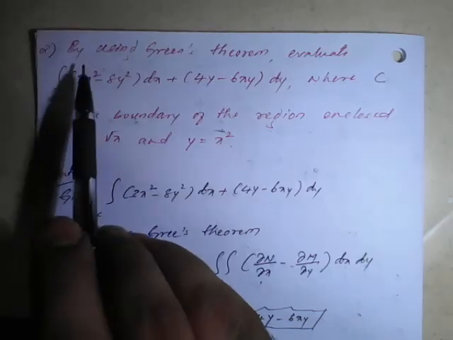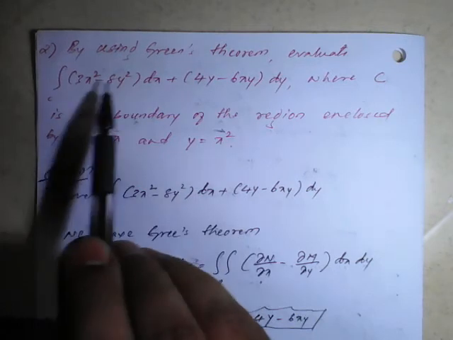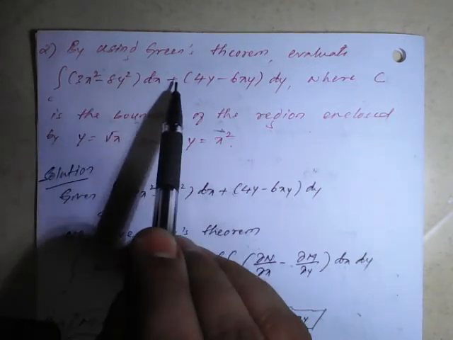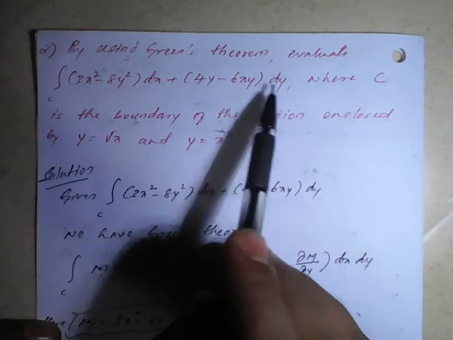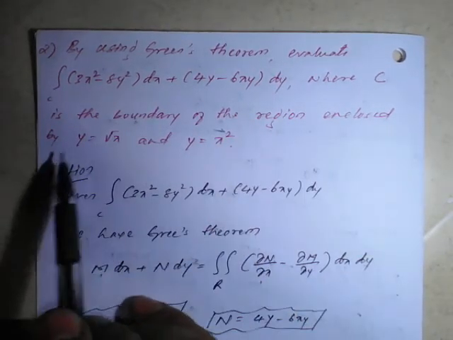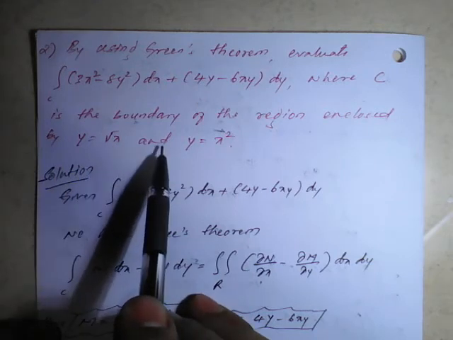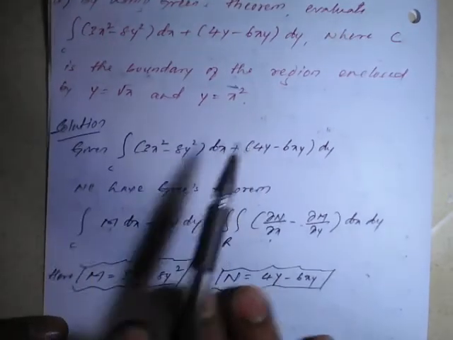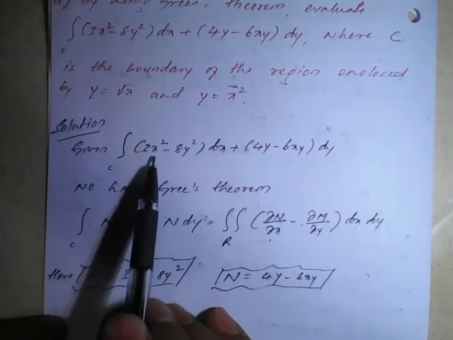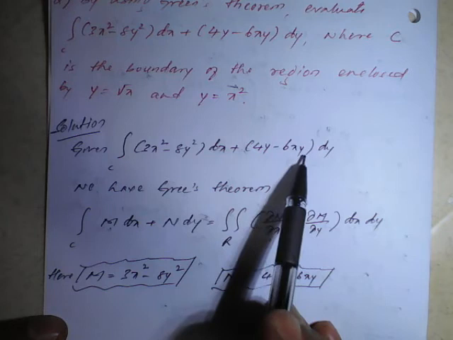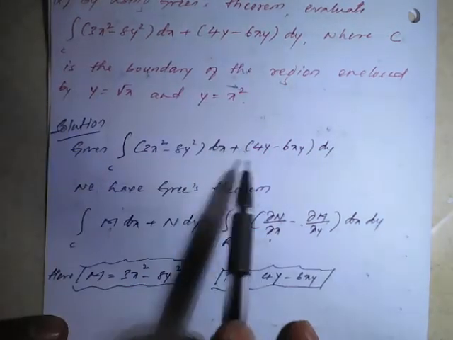So the question is, by using Green's theorem, evaluate the integral of (3x² − 8y²) dx + (4y − 6xy) dy, where C is the boundary of the region enclosed by y = √x and y = x². So the given thing, I have taken as it is.